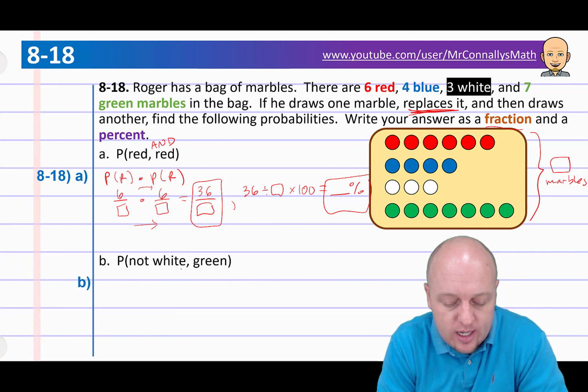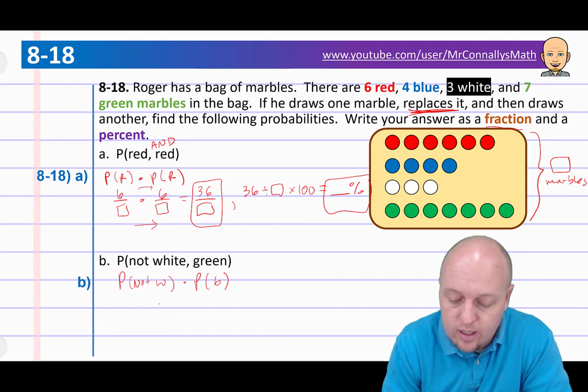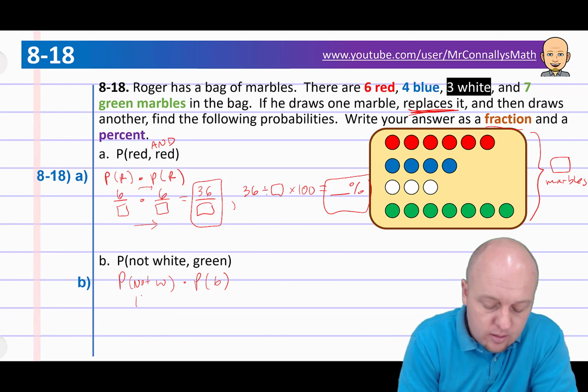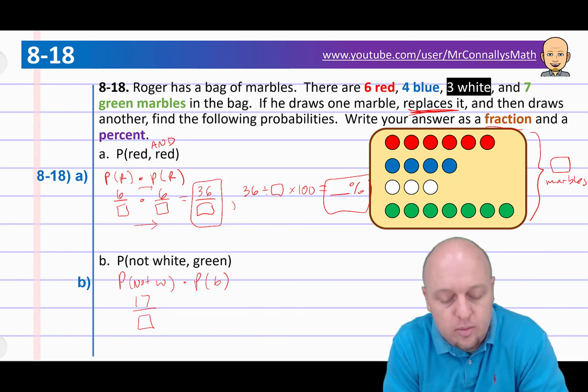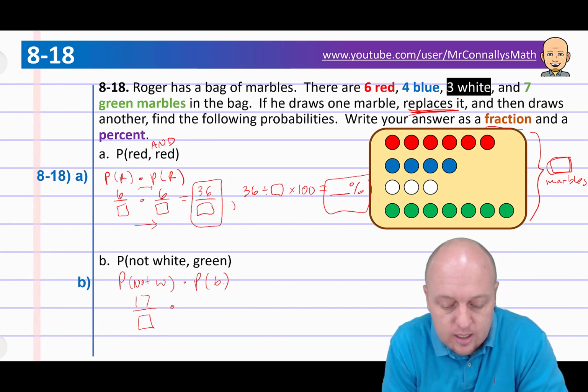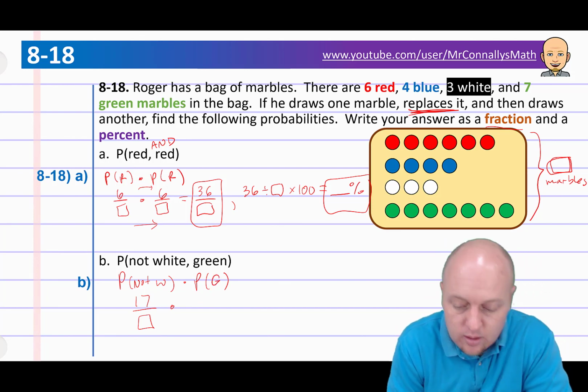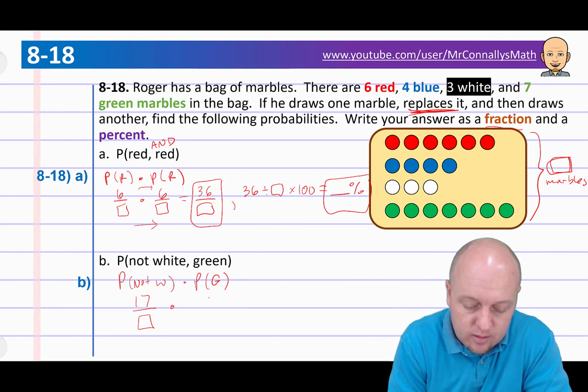Okay, so what's the probability of not white and then green? So that's the probability of not white times the probability of green. Not white would be how many are not white. So there's 1, 2, 3, 4, 7, 13, 14, 15, 16, 17. 17 out of the total number of marbles, times, remember, the total number of marbles again, and the probability of green, so that would be 7.